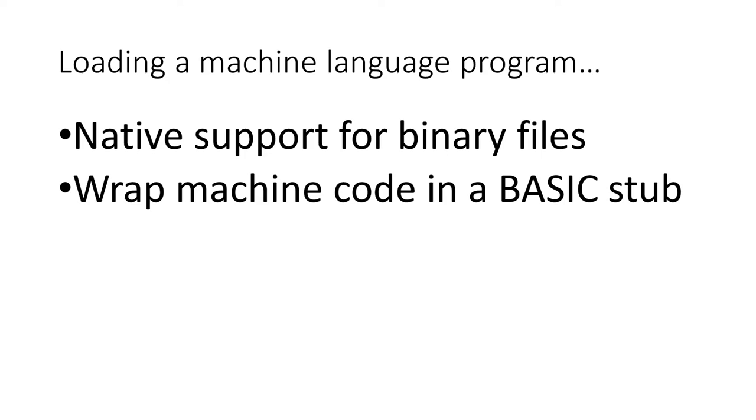So how do you get the program into the machine? In all my retro projects, there have been two ways to do this. You either have a machine that supports binary files natively, like the Apple II does. There's the brun command, like run binary file, and the CoCo supports that too. And then there's other machines like the Commodore 64 or the ZX81, where you have to embed your machine language code inside a BASIC program, because the machine is not really programmed to work with binary files. All it knows is BASIC. So you have to hide your machine code in a BASIC program.